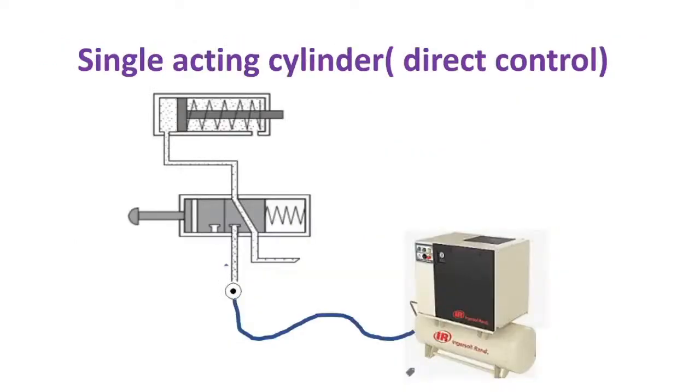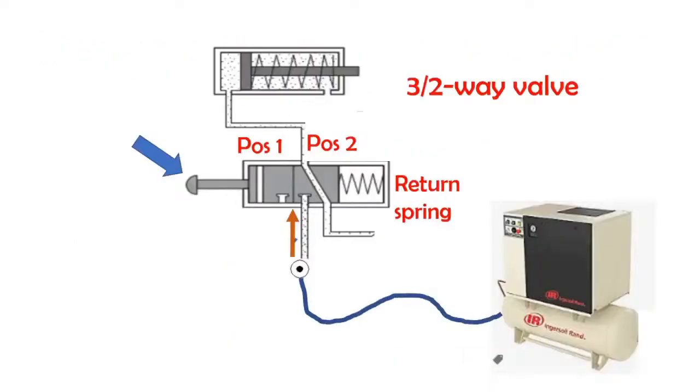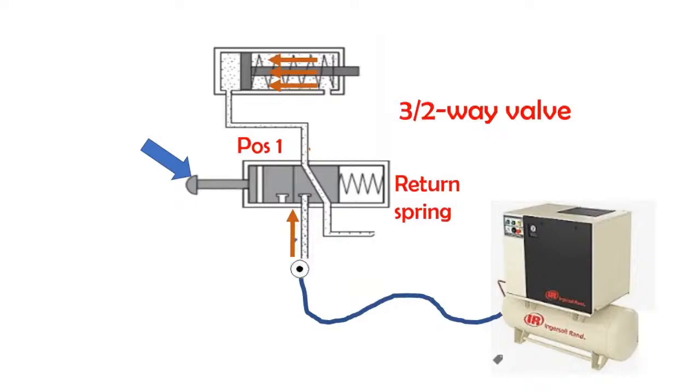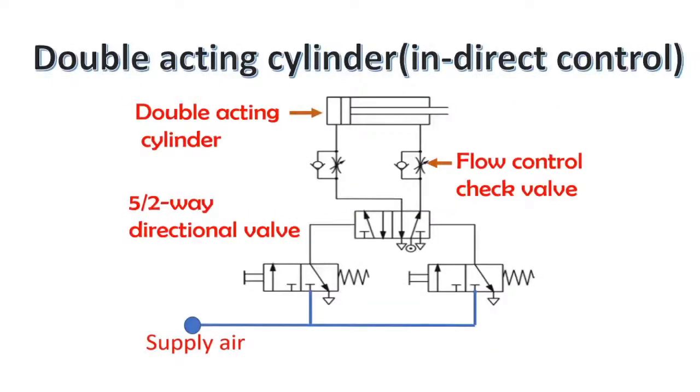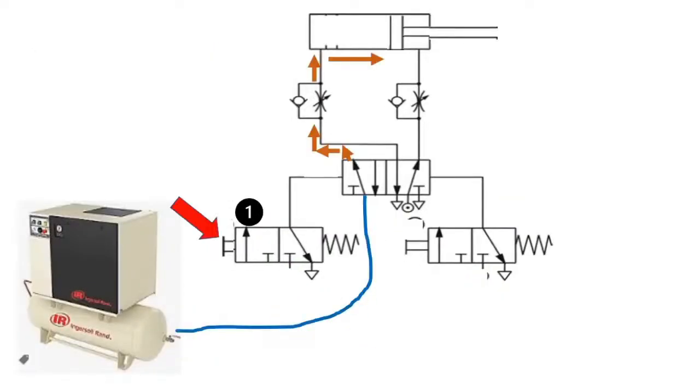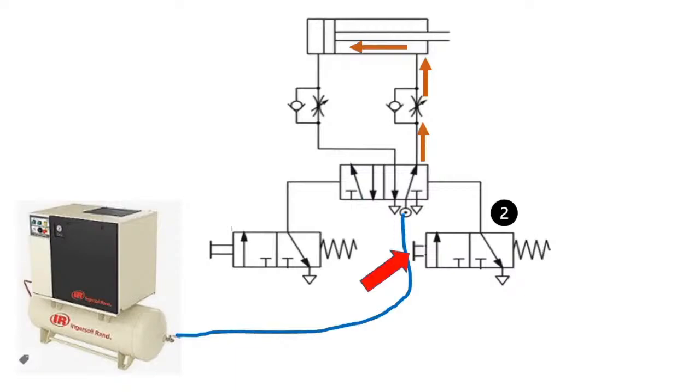This is a single acting cylinder. It is to advance when a push button is pressed, and the cylinder is to remain in the advanced position until you release the push button. When you release the push button, the cylinder is to retract by a return spring. This is a double acting cylinder in direct control. A double acting cylinder is to advance when the number 1 push button is pressed, and it will remain extended until the number 2 push button is pressed. When the number 2 push button is pressed, the cylinder is to retract.